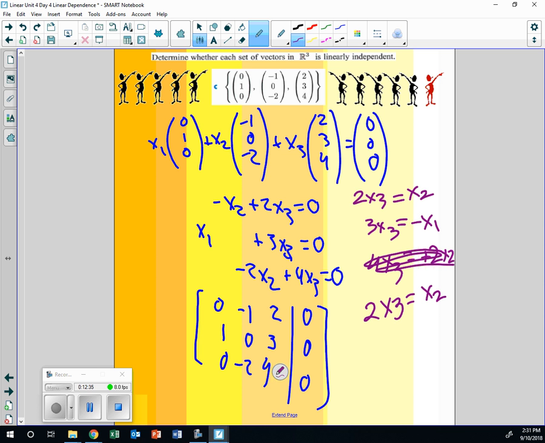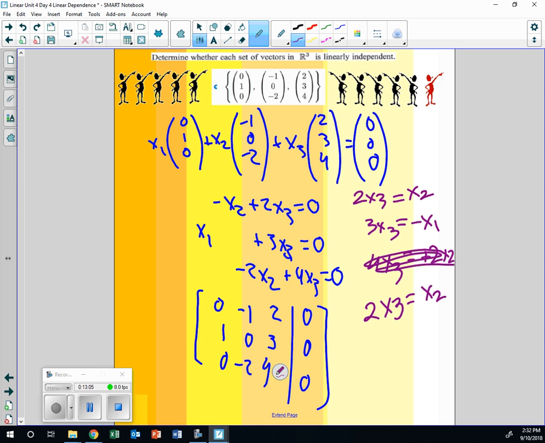What do you notice about these two? Yeah, they're the same thing. And so what's going to happen is if x3 is equal to x3, you're going to get one row that's going to be all zeros. Right? Is that what happened?